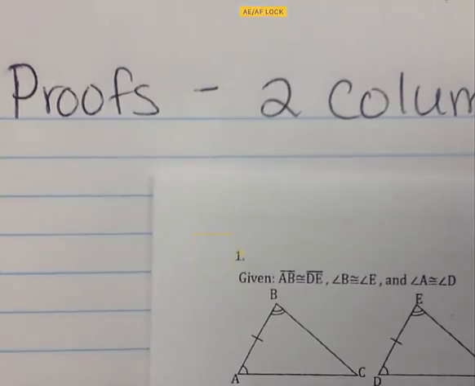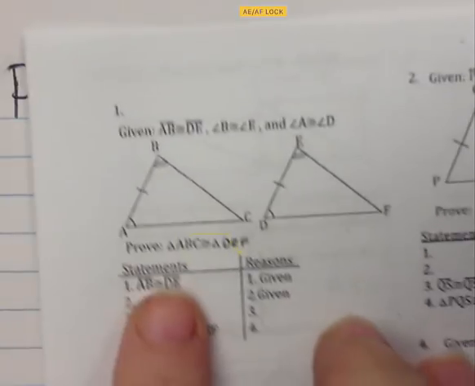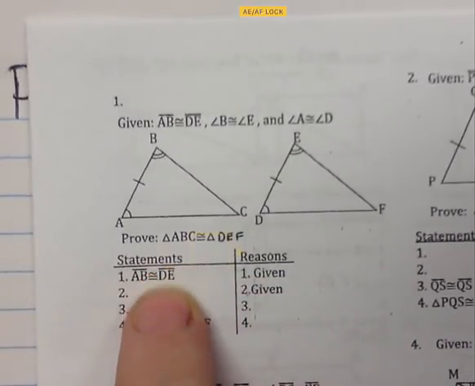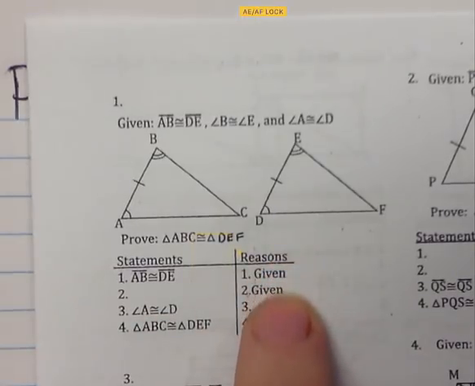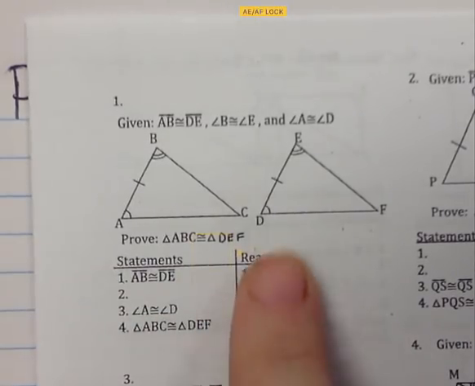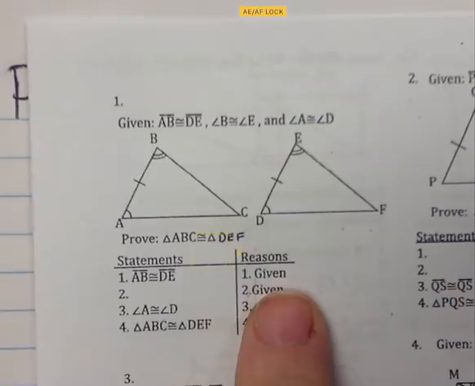This video is on proofs, and specifically we're going to be working on two-column proofs. A two-column proof is a statement and a reason. We write out the congruency statements or any statements that we can prove, and we give the reason why. We have to give a reason why or it does not work.